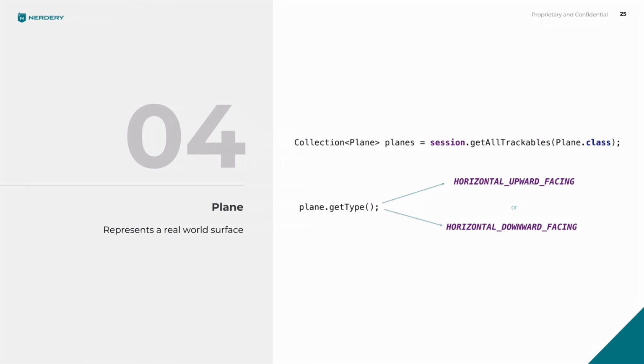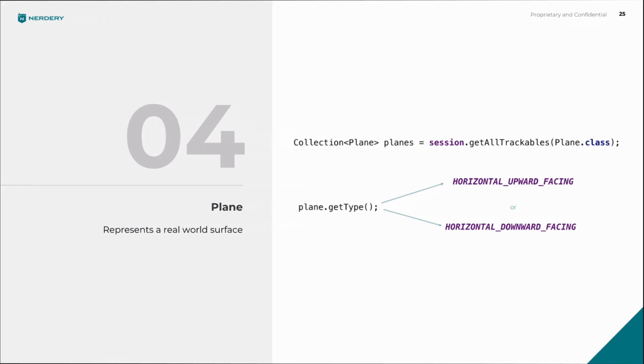Worth noting, there are two different kinds of planes right now that ARCore detects. There's horizontal upward facing and horizontal downward facing. Horizontal upward facing is just like a tabletop or a floor. Horizontal downward facing is just like a ceiling. Side note, someone please do something with ceilings. Everything I see has to do with floors and tabletops. I haven't seen anyone doing anything with ceilings yet.